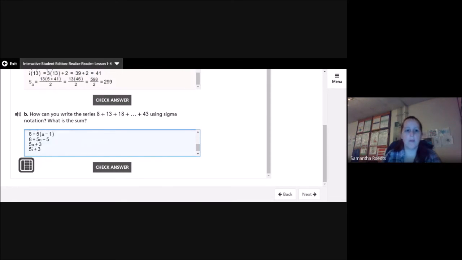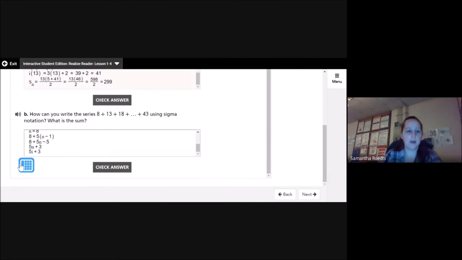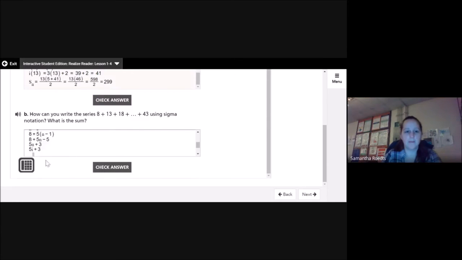Okay, so when I'm writing using sigma notation, I'm actually going to come down here to this calculator. I'm going to go to functions, and that's going to give me my sum. So the bottom is going to be i equals 1. The top's going to be 8. And then the sum is 5i plus 3. I wanted to figure out the sum.